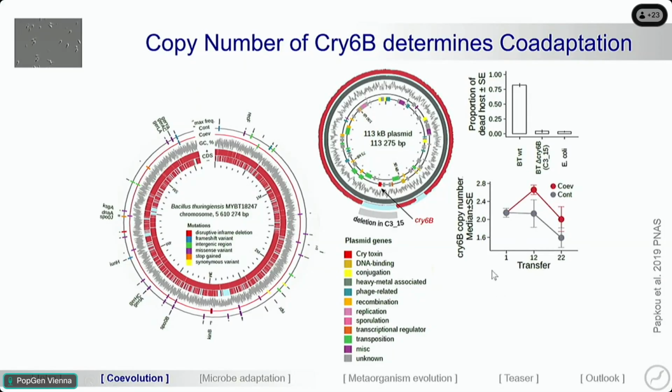So what exactly do you see here? Here you see time, transfer time, and here you see copy number of this particular plasmid. And in gray, again, the control evolved pathogen lines, and in red, the co-evolving ones. And the co-evolving ones indeed show a pattern that is consistent with negative frequency dependent selection dynamics. And we did slightly other analyses that again confirmed that it is really the copy number variation that seems to be important for the coevolutionary dynamics that we observed.